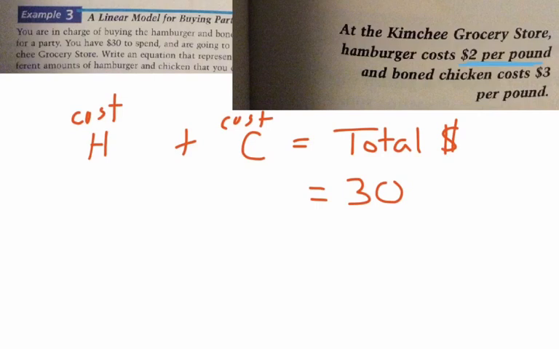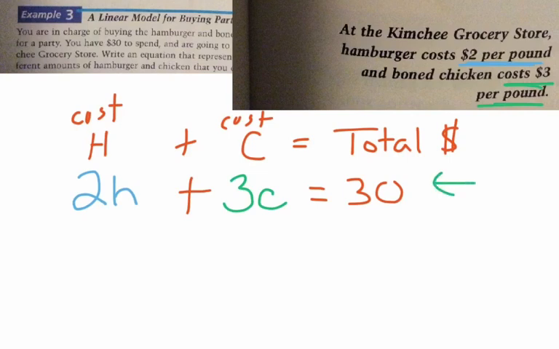Now, the cost of the hamburger, we are told, is $2 per pound. So if I take $2 and multiply it by the number of pounds of hamburger that I have, that would give me the total cost of the hamburger. Chicken costs $3 per pound. So if I take $3 and multiply it by the number of pounds of chicken, then that would give me the total cost of the chicken. And you'll notice that this is in standard form. So 2h plus 3c equals 30.